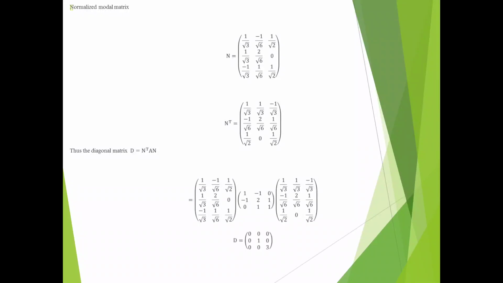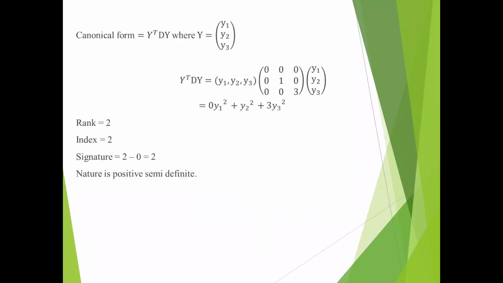The next we have to find the diagonal matrix. D is equal to N transpose A N. When we multiply these three matrices we can get the diagonal matrix. D is equal to diagonal elements 0, 1, 3. So the canonical form is Y transpose D Y. The answer is 0 y1 square plus y2 square plus 3 y3 square. The rank is 2, index is 2, signature is 2. The nature is positive semi-definite.